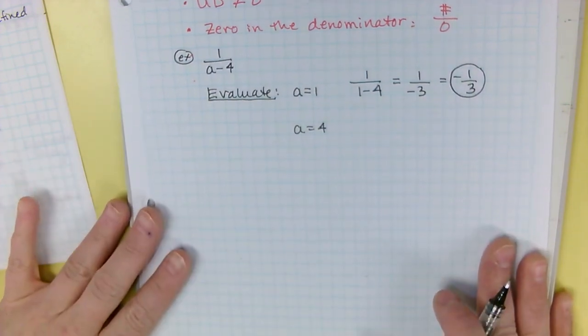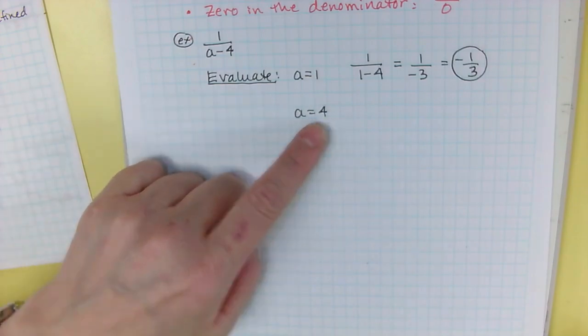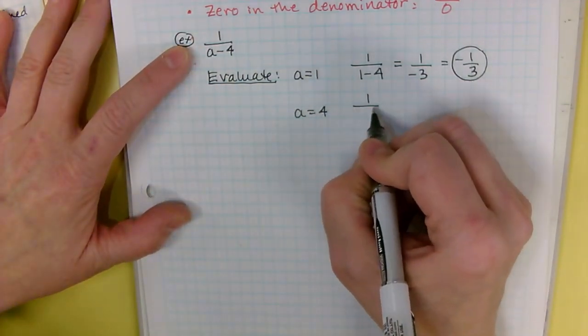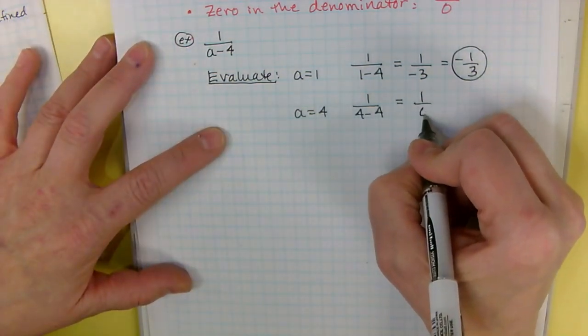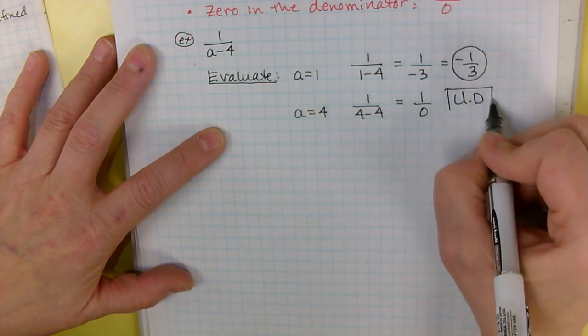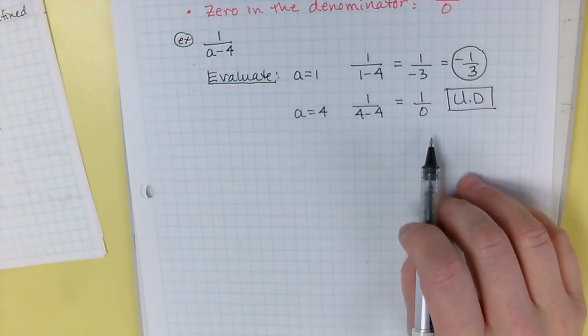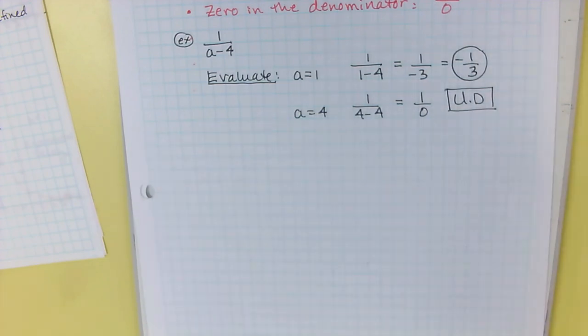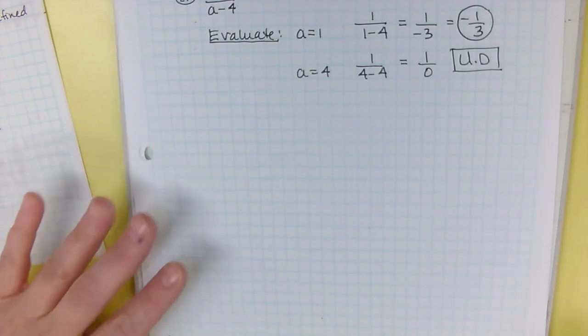The weirdness happens when we evaluate with a equaling 4. So this time we're going to sub the 4 in. So 1 over 4 minus 4, this creates the 0. So in that case, your answer would be undefined. You would not write 1 over 0. That's part of your work. It would just be undefined, game over. All right, so that is undefined values.